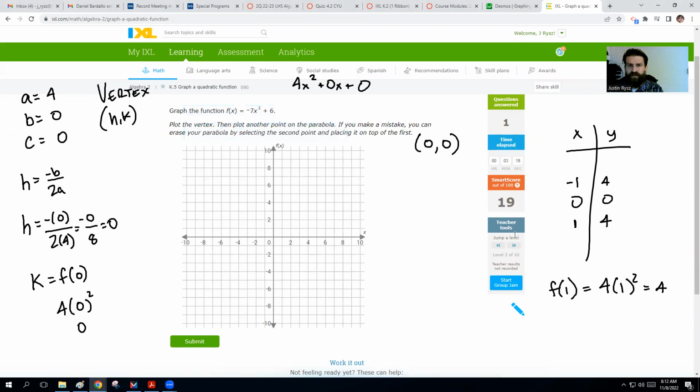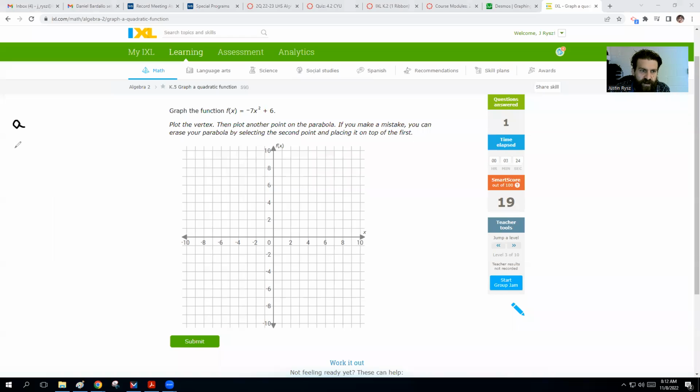Okay, let's step it up a little bit here. Let's do this next one. Same thing here. We have to identify A, B, and C. This equation technically is negative 7x squared plus 0x plus 6. So A is negative 7, B is 0, and C is 6.